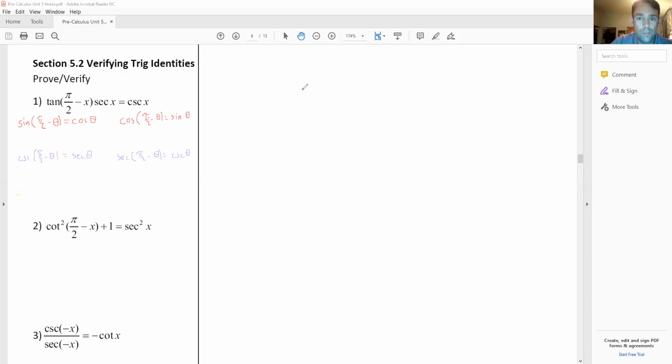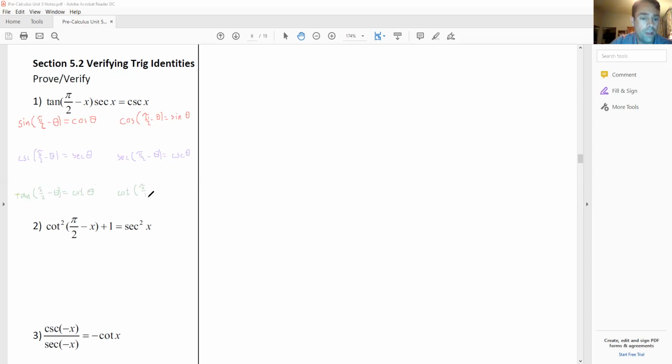Not the color I wanted. That's better. Tangent of pi over 2 minus theta. So these are all our complementary relationships, our complementary identities.